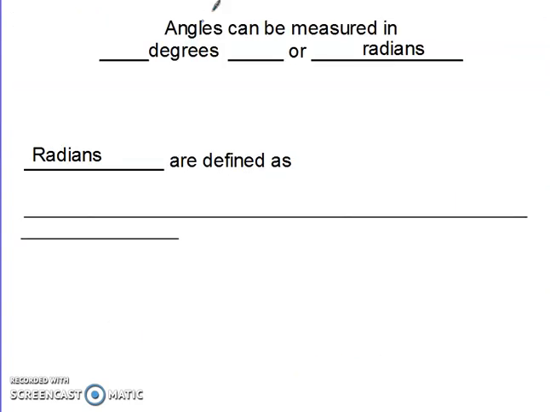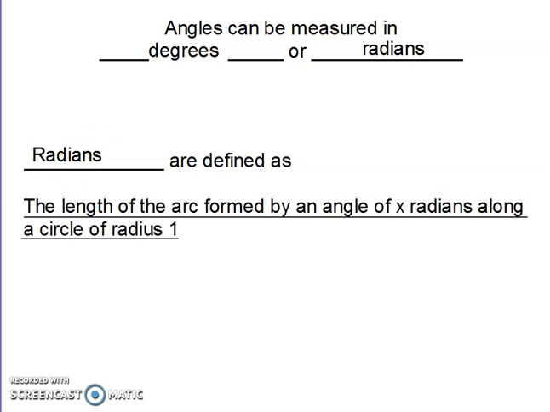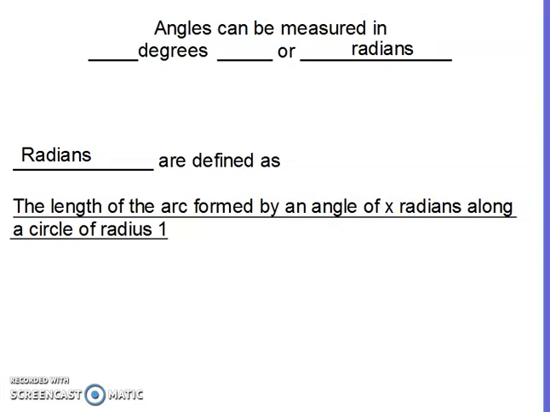An angle can be measured in either degrees or in radians. Now, radians is something that is going to be a little bit new. Radians are defined as the length of an arc formed by an angle of that many radians along a circle of radius 1. Now, let me show you exactly what I mean here.